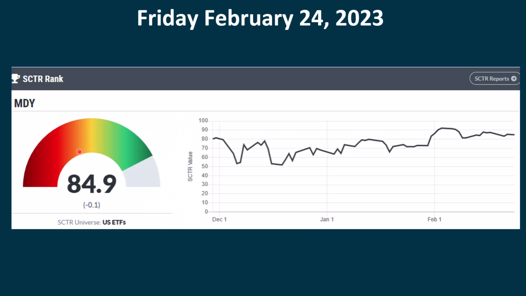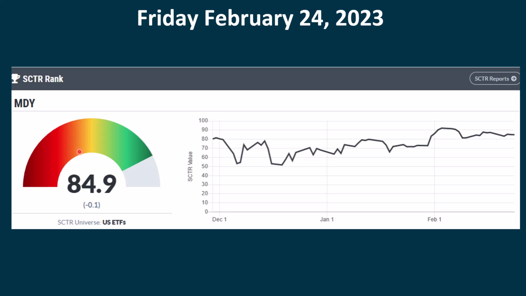Another thing that's interesting is how are the different indexes that we follow, there are 5 of them, how are they scoring in what we call a scooter rank? It's a scale of 0 to 100. The closer to 100, the better the technical score is for that particular chart. When we take all 5 of the indexes that we follow, the Dow, the NASDAQ 100, the S&P 500, small caps and mid caps, we rank them.